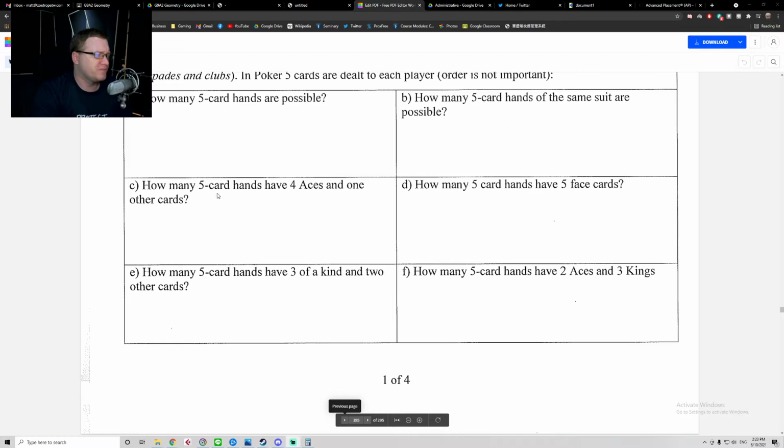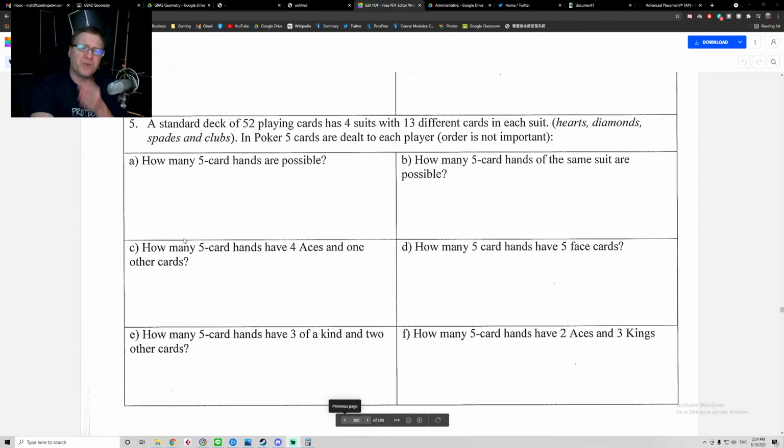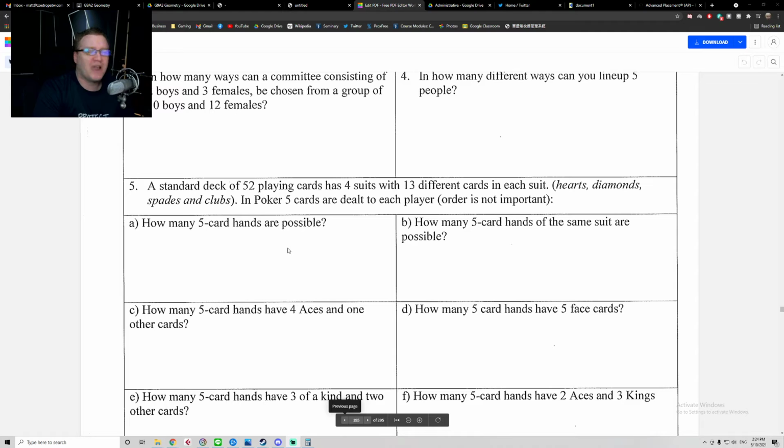So let's look at this one. How many 5-card hands have 4 aces and 1 other card? In order to figure this out, we are going to have to count it. And when we do these hand problems, actually, I'm going to back up and do the 2 examples that I already did today, or yesterday. It's today for me, but for you guys, it's yesterday. I'll do A and B first.